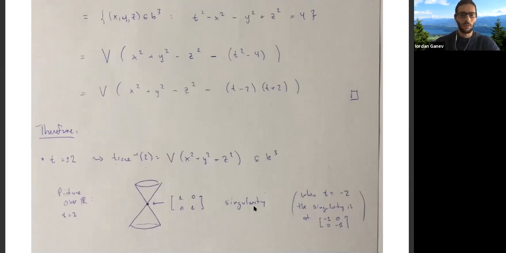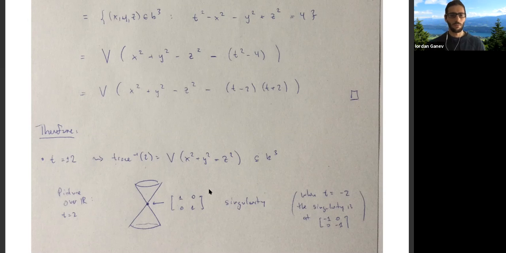So in that case, we have the vanishing of this equation, x squared plus y squared minus z squared. And this, at least over R, is this cone. So we can see that there's a cone point. The identity matrix will be this cone point, and there's an action of the multiplicative group that scales everything down to this cone point, and that's in fact the singularity.